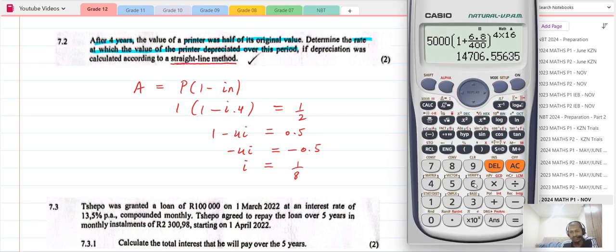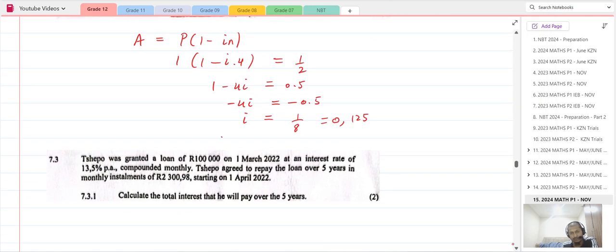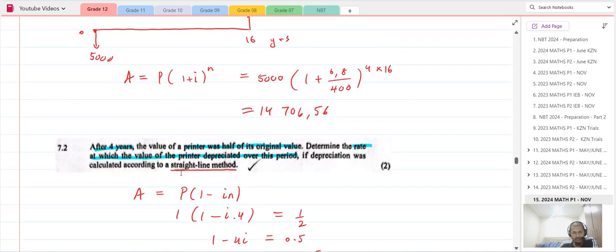You can try it out. 0.5 divided by 4. Right, you're getting 1 over 8, which is 0.125. Therefore, i is equal to 12.5% per annum. Right, so that's your depreciation rate, according to the straight line method.